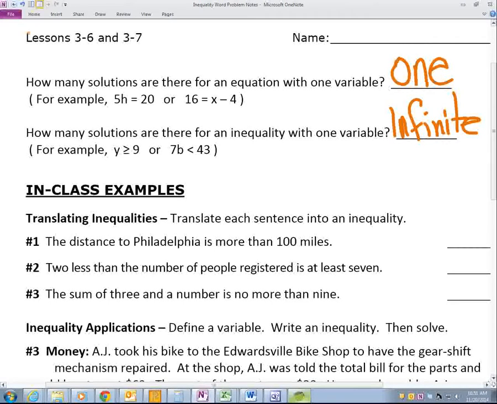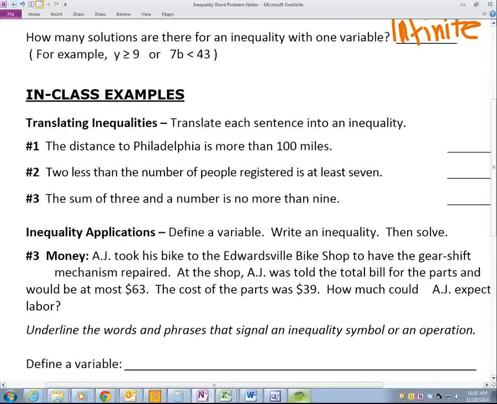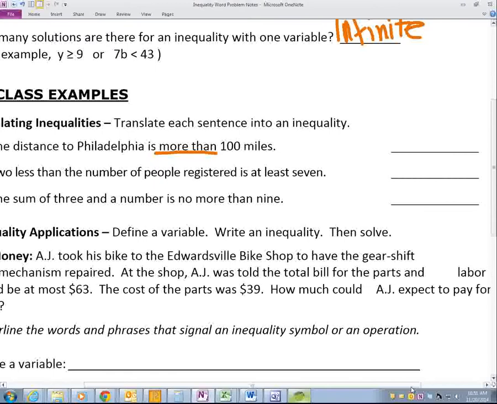No, because I'm doing math right now. In-class examples, translating inequalities. This is what you guys are going to be doing for your classwork that'll turn into homework. Translate the inequalities. The distance to Philadelphia is more than 100 miles. How would we translate that to an inequality, Regine? We could do 100 miles with one with mouth going this way, and then put Philadelphia. I need you to use the actual terms. Okay, greater than? Less than.